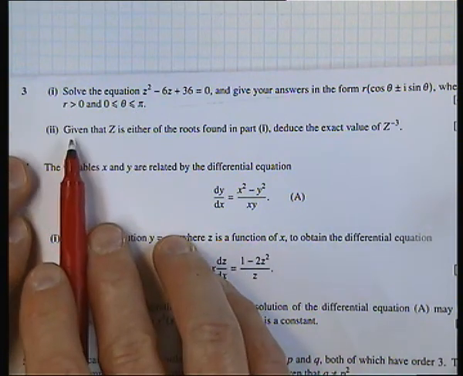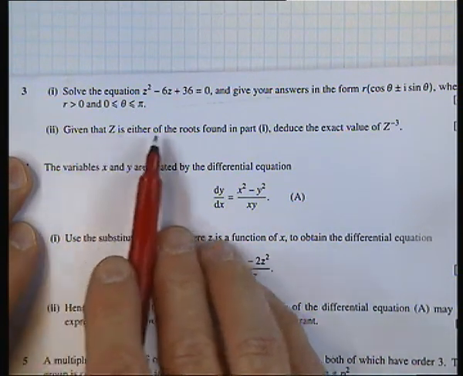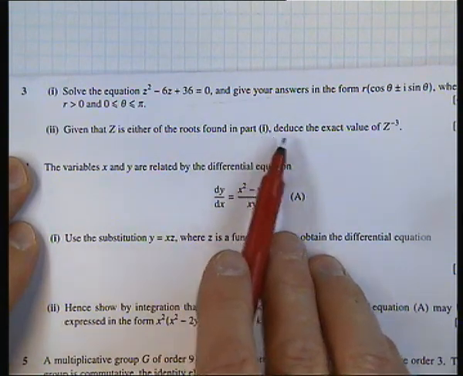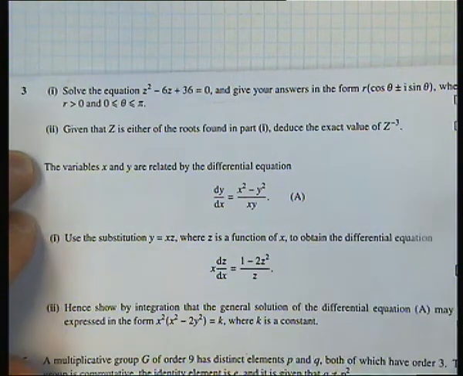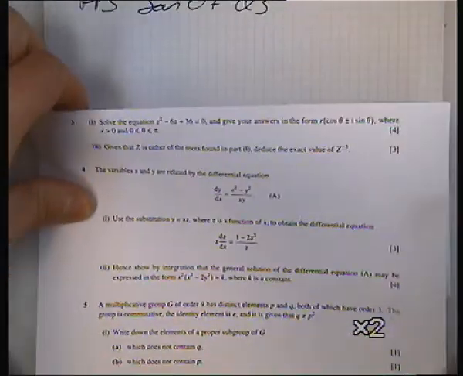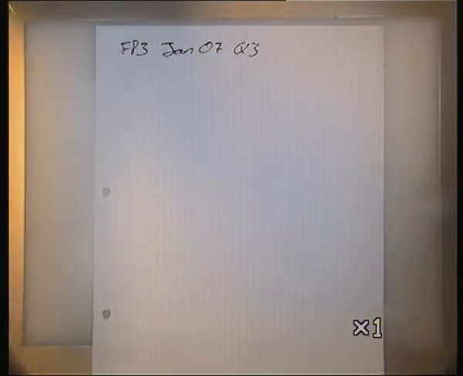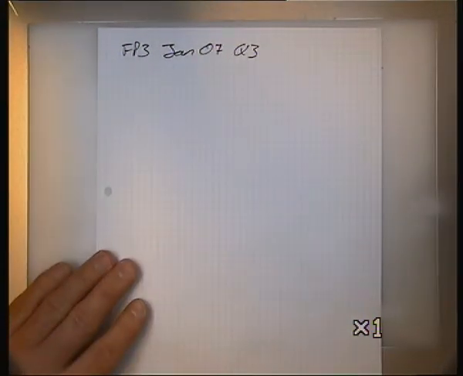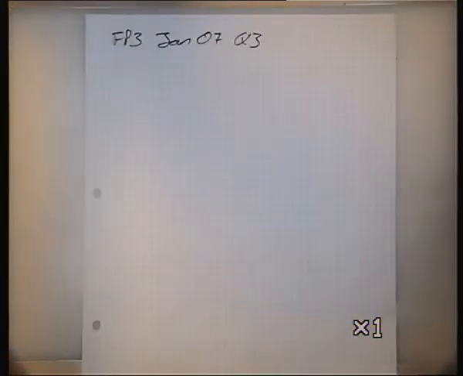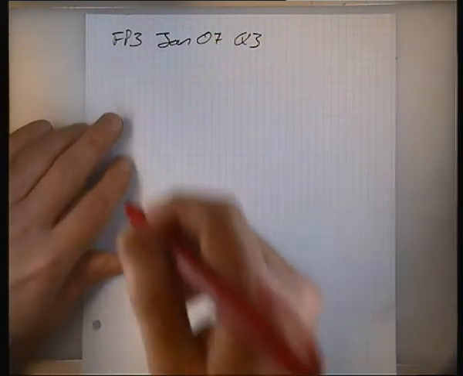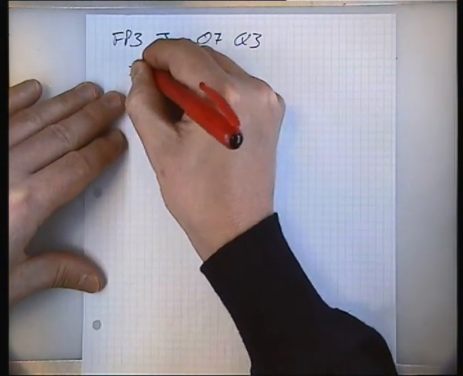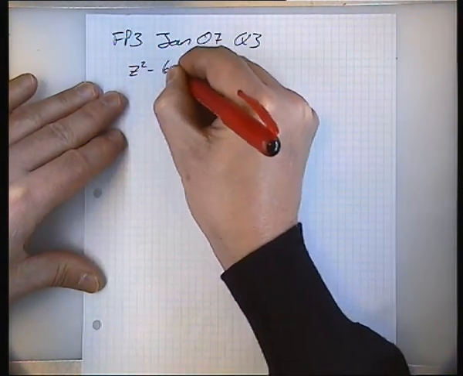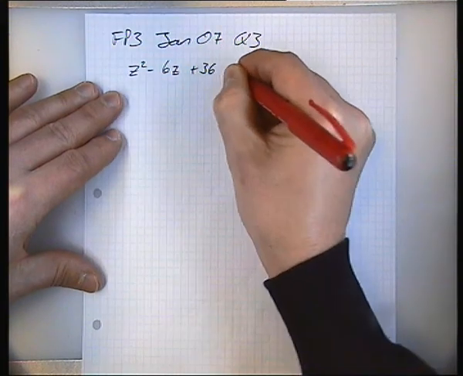And then it goes on to say, given that z is either of the roots found in part i, deduce the exact value of z to the minus 3. Okay, let's do that. Now, we're going to start with using the traditional formula. I know we've got a complex variable here, but this should work anyway. So, we've got z squared minus 6z plus 36 equals 0.